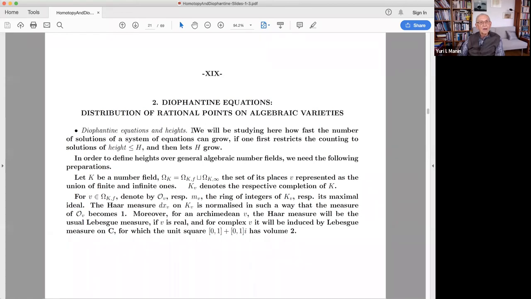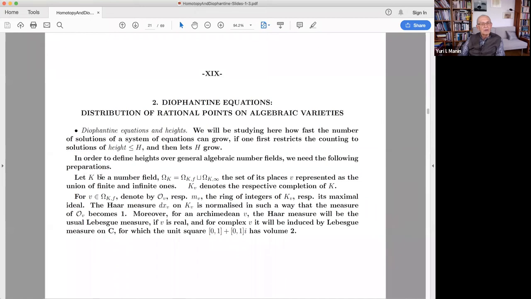First of all, as I already said, we will be studying here how fast the number of solutions of a system of polynomial equations, say with integral coefficients or coefficients which are algebraic numbers, grows, if one first restricts the counting of the number of solutions to height not larger than h, and then lets h grow, and let's imagine what can happen with this number of solutions. In order to define heights over general algebraic number fields, we need the following preparations.